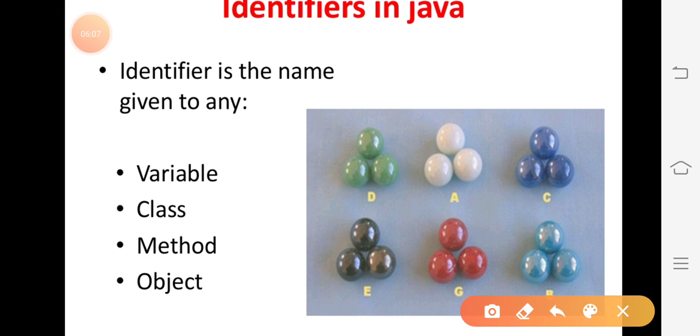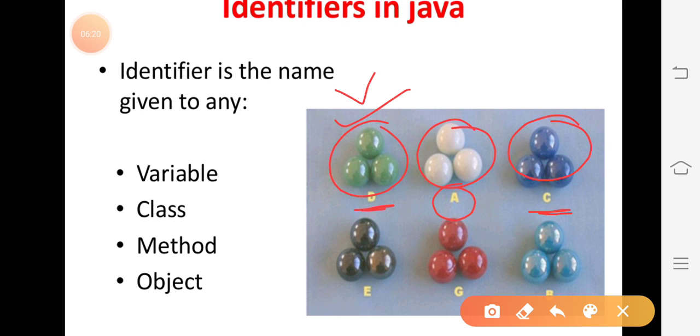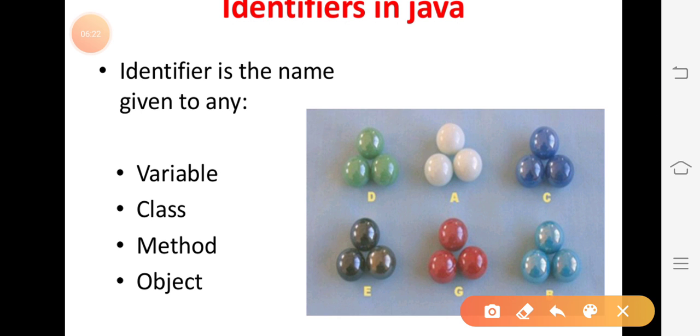Just like here we have given names to represent this. Suppose it is a variable, so we have named it D. For this we have given the name A. For this we have given the name C. That means it is going to identify that the name of this block or set of balls is D. The name of this set of balls is A.